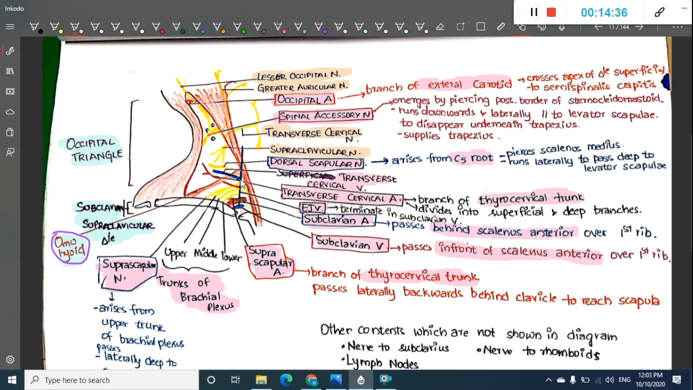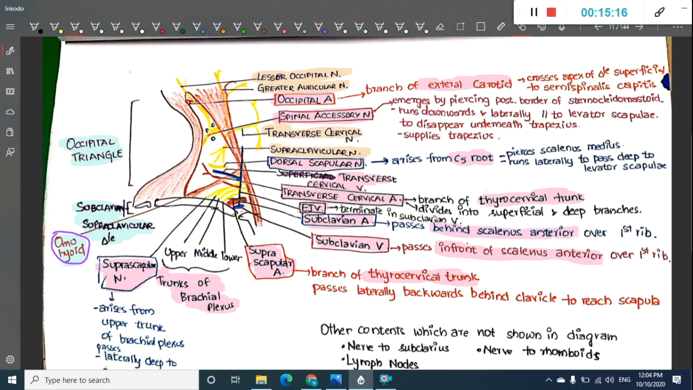Then what are the contents of subclavian triangle? The contents of subclavian triangle first include transverse cervical artery and even a part of transverse cervical nerve. Then this transverse cervical vein drains into external jugular vein, so external jugular vein is a part of subclavian triangle. This external jugular vein will drain into subclavian vein, so subclavian vein is a part of subclavian triangle. Then we have subclavian artery here also. Then some nerves like suprascapular nerves and trunks of brachial plexus are also parts of the subclavian or supraclavicular triangle.